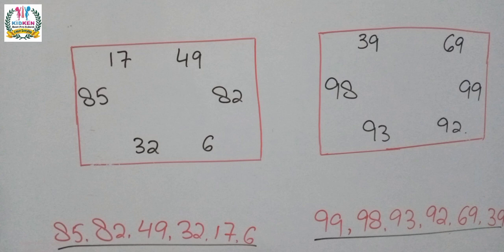In the next and last part of this question, you have a box consisting of six numbers: 39, 69, 98, 99, 93 and 92. Again, you write larger numbers before smaller ones. 99 is much larger than the others, so we write 99, then 98, then 93, 92, 69, and then 39, because 39 is much smaller than the others. So this is all about today's topic.